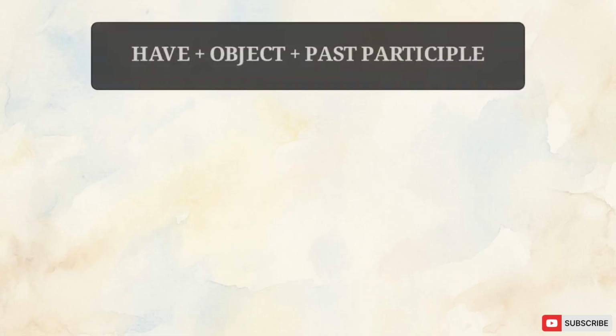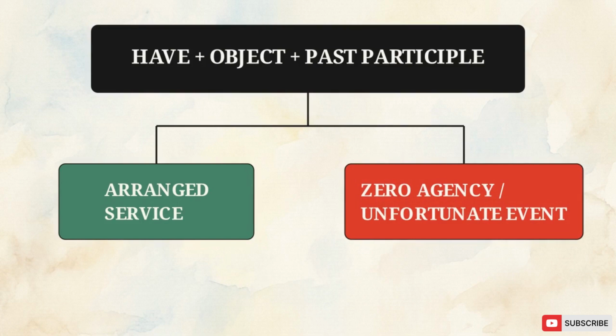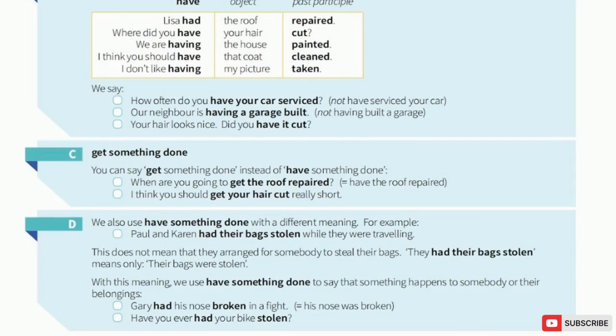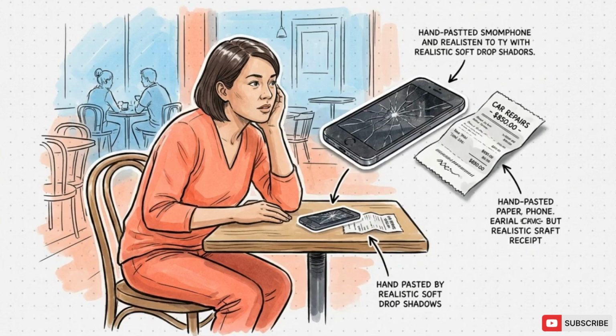The syntax here is actually pulling double duty to express zero agency. It's used when an unfortunate event is inflicted upon a person or their belongings. The guide drives this point home by panning down to a pretty extreme example. Gary had his nose broken in a fight. Because the syntax is totally identical for both contracted services and sudden tragedies, the listener has to rely entirely on real-world context to know whether the speaker is an active delegator or an unlucky victim.